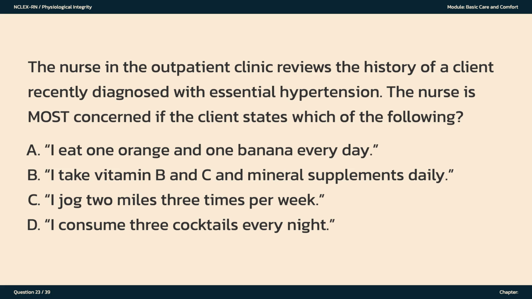The nurse in the outpatient clinic reviews the history of the client recently diagnosed with essential hypertension. The nurse is most concerned if the client states which of the following? A. I eat 1 orange and 1 banana every day. B. I take vitamin B and C and mineral supplements daily. C. I jog 2 miles 3 times per week. D. I consume 3 cocktails every night.